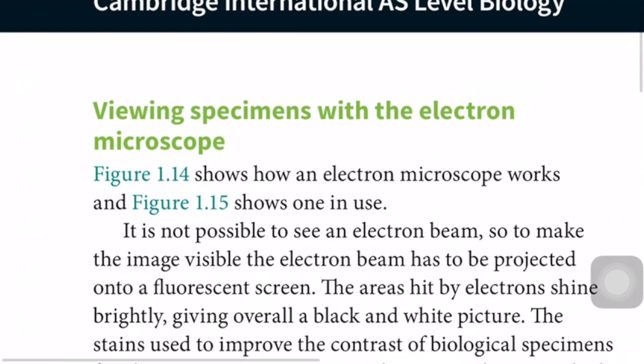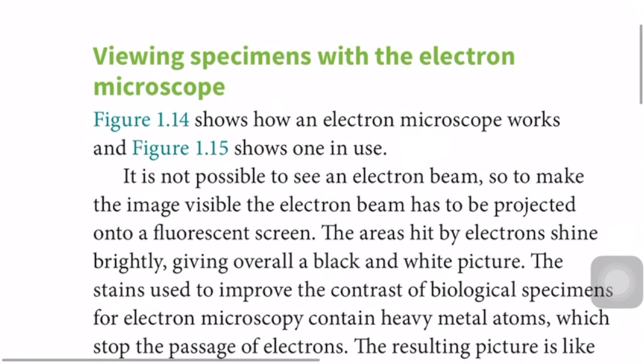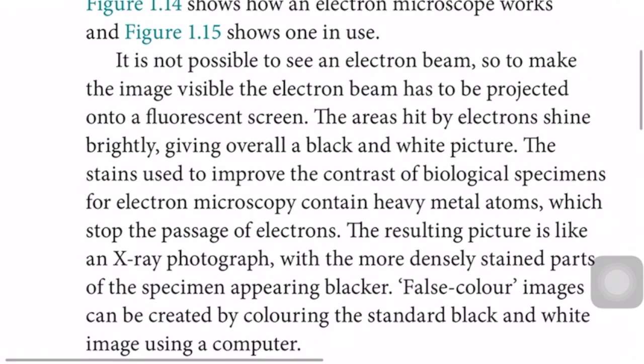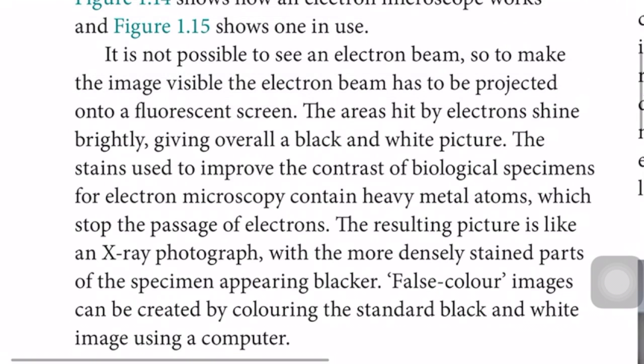Now, viewing specimens with the electron microscope. Figure 1.14 shows how an electron microscope works, and figure 1.15 shows one in use. It is not possible to see an electron beam. So to make the image visible, the electron beam has to be projected on a fluorescent screen. The areas hit by the electrons shine brightly, giving overall a black and white picture.